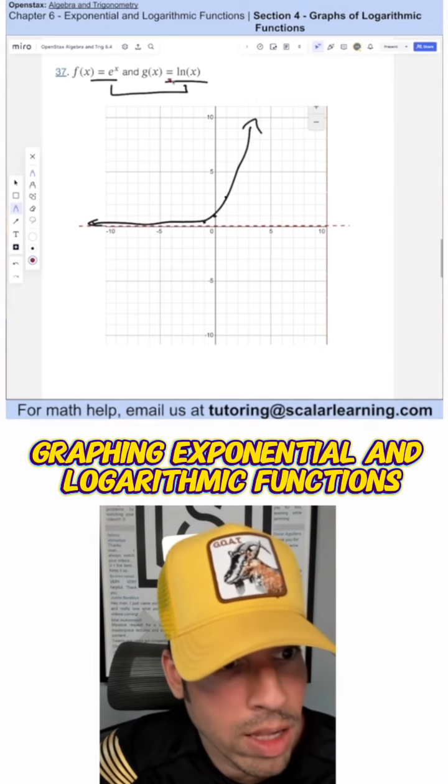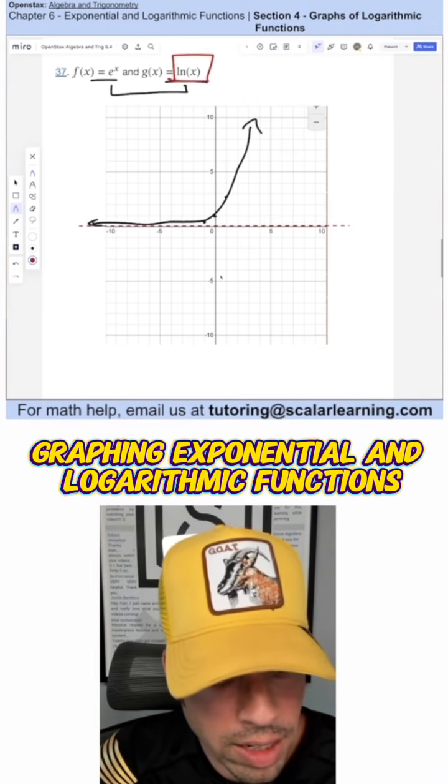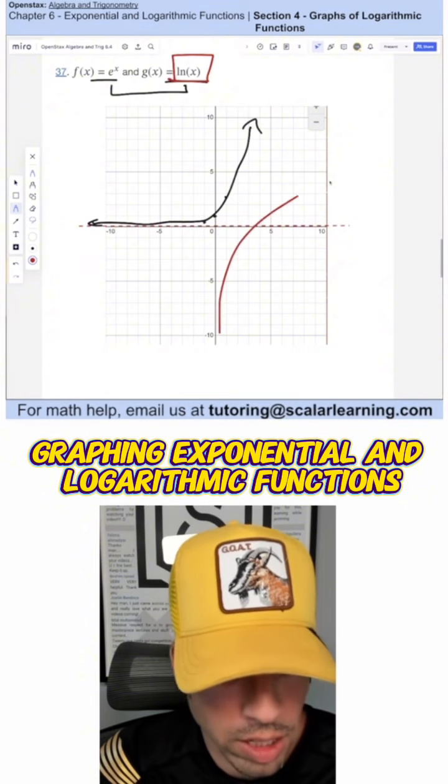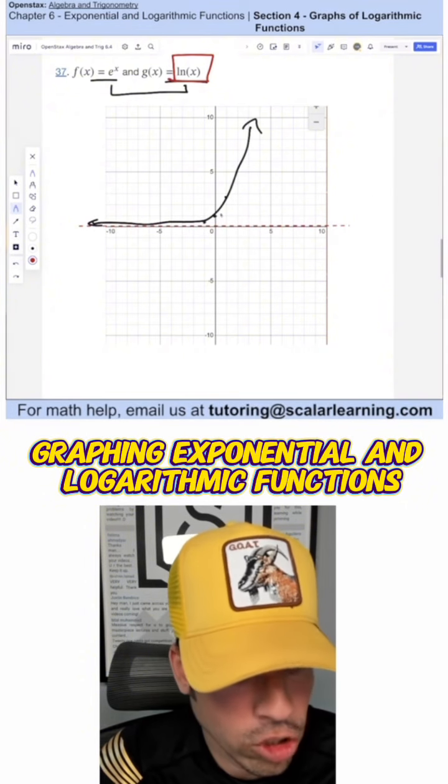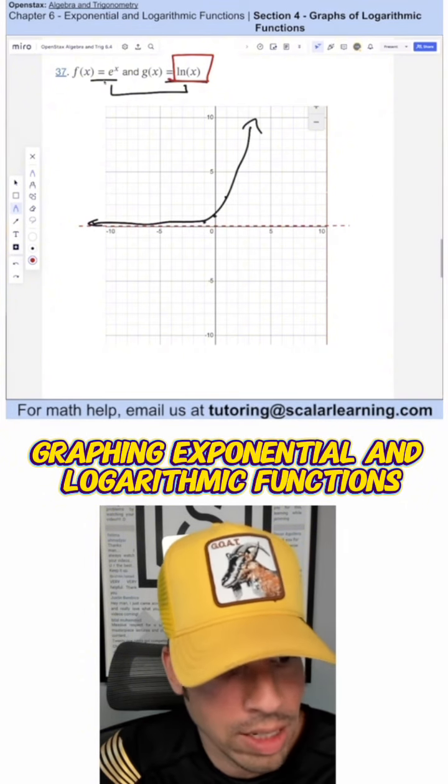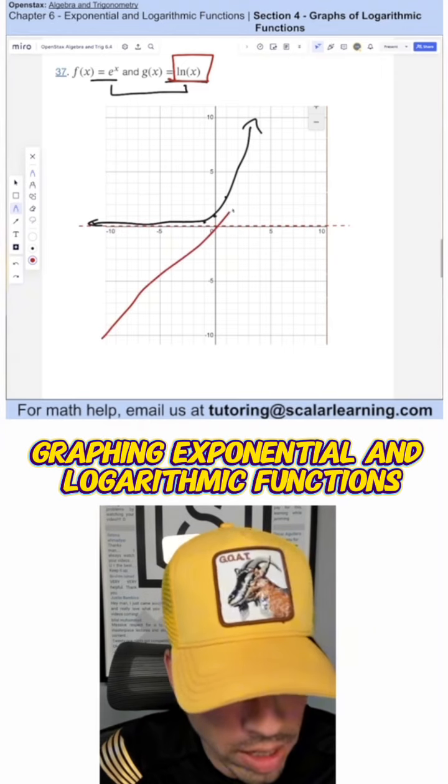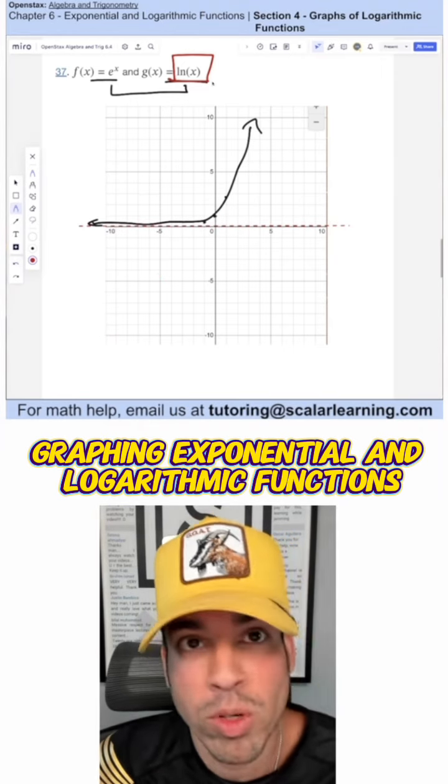Now when we come to ln of x, let's do that in red. And again, a typical logarithmic function is going to look like this. And if we've done it correctly, it should look symmetric to e to the x across the line y equals x, that diagonal line. So let's just plot a couple points. Let's see how it looks.